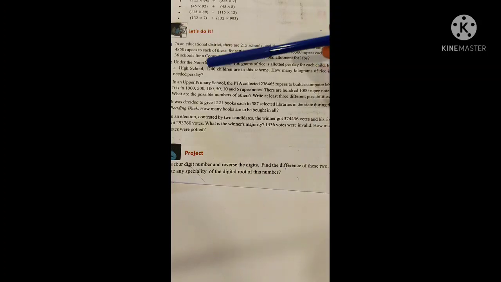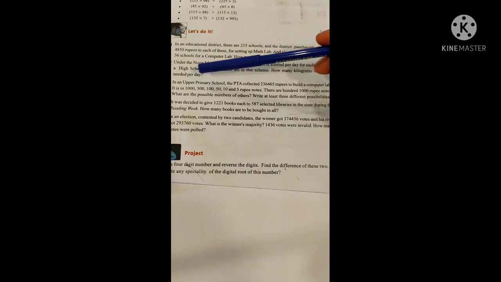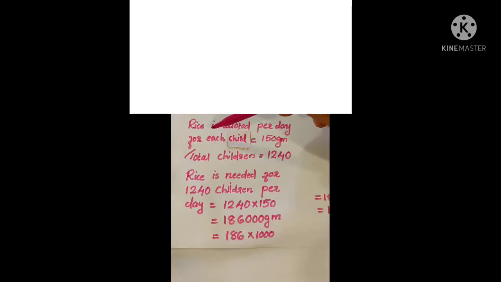Then the second one: under the noon meal scheme, 150 grams of rice is allotted per day for each child. In a high school, 1,240 children are in this scheme. How many kilograms of rice is needed per day? Can you calculate? Here, rice allotted per day for each child is equal to 150 gram.